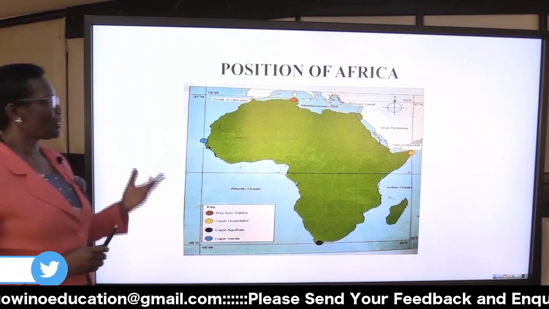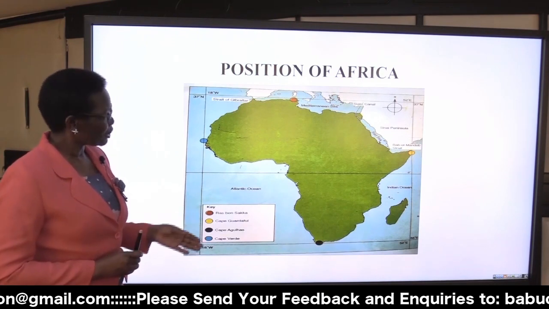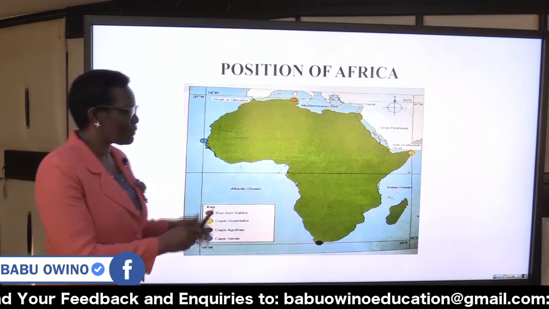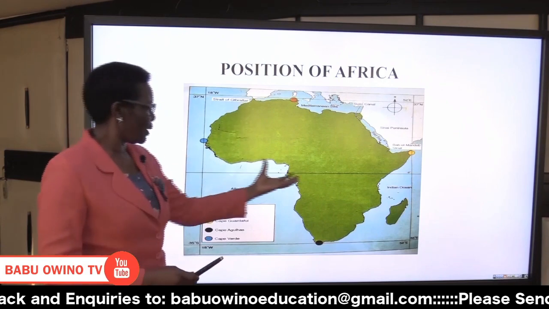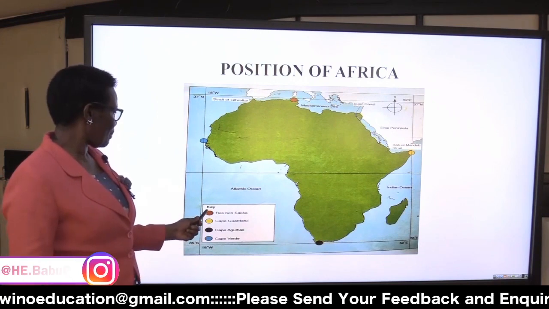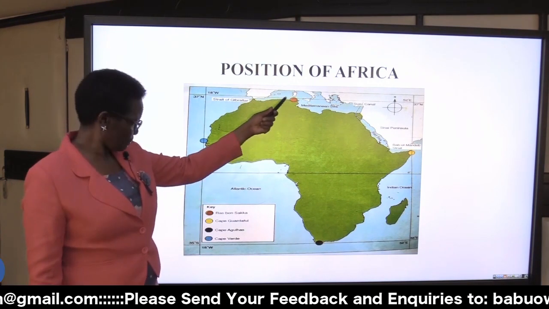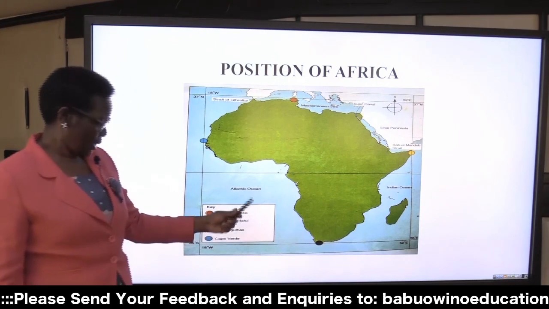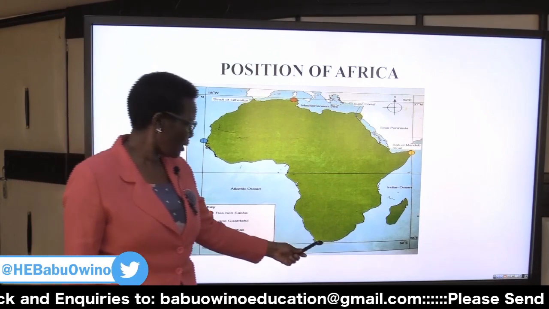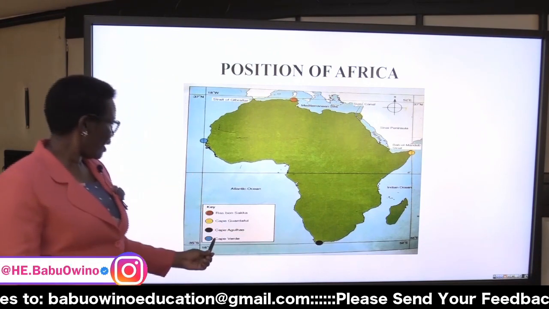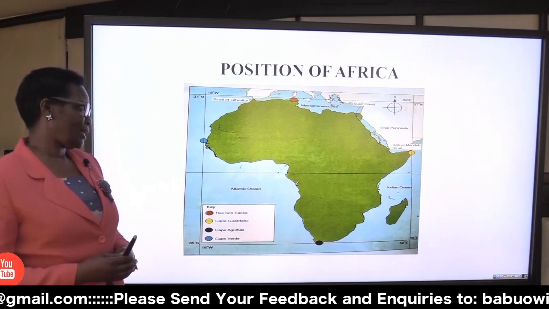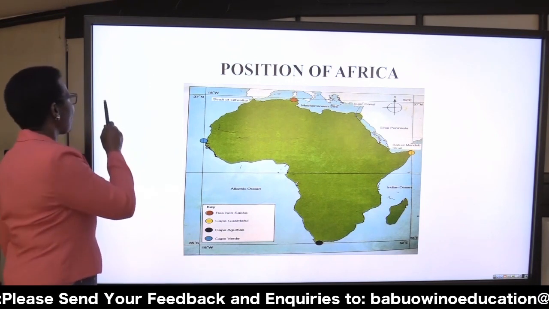Here we are, position of Africa. And when I'm talking about those capes, you can see the way Africa looks. Look at the head, look at the tail. So this is the Cape Blanco, Ras Ben Saka, here. Then we have Cape Guardafui over here. Then we have Cape Agulhas down here to the south. Then we have Cape Verde just here. So that is the shape of Africa. Now let's continue and see more and more about Africa.